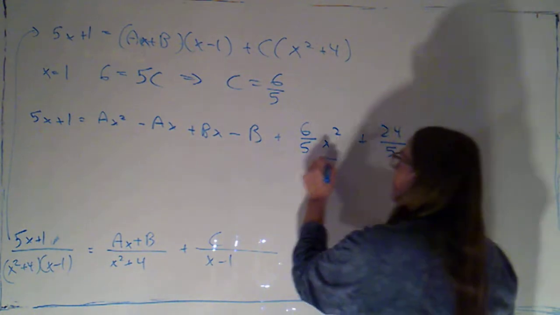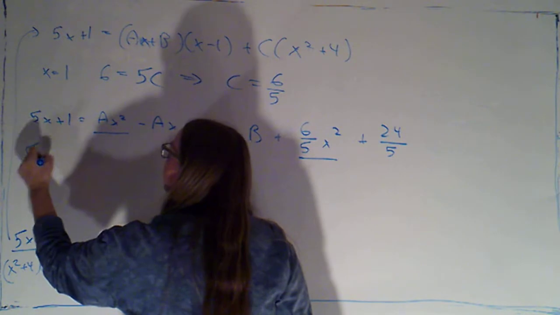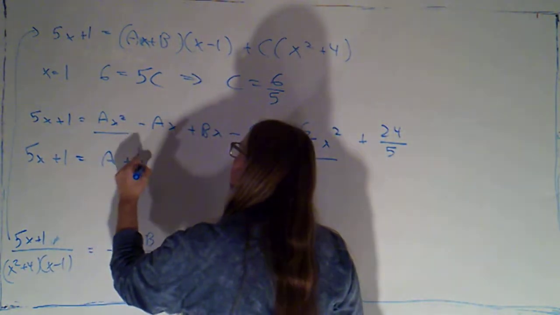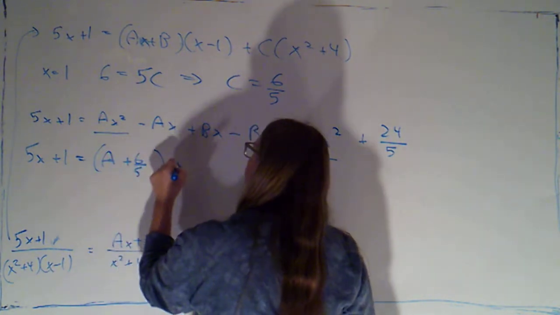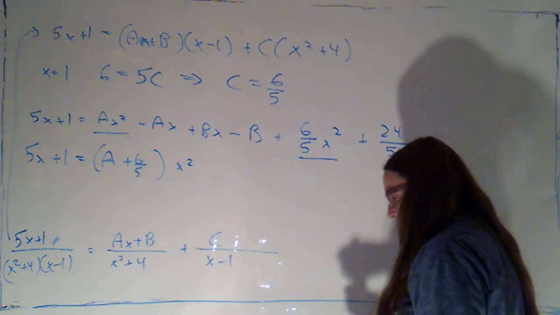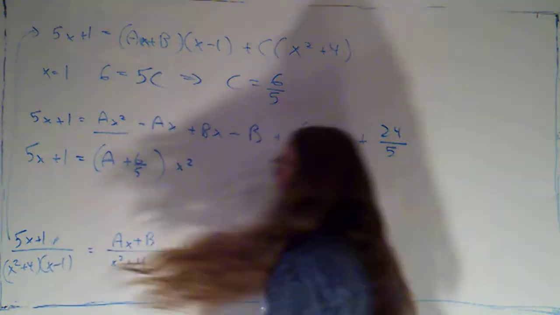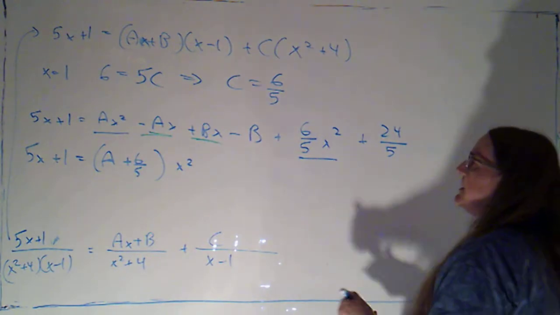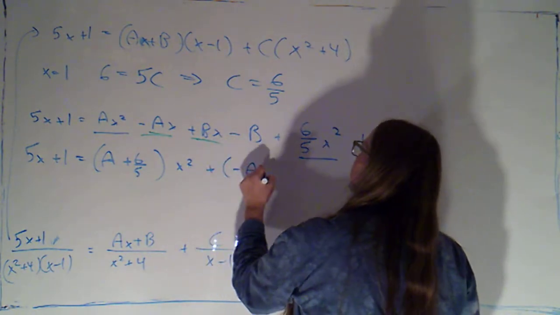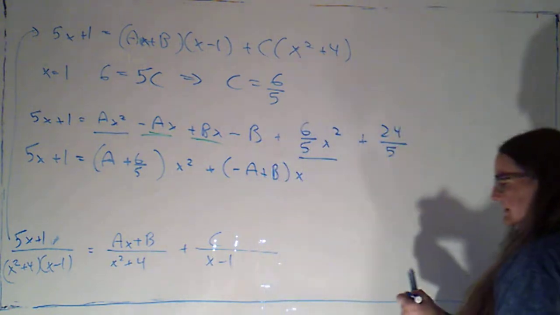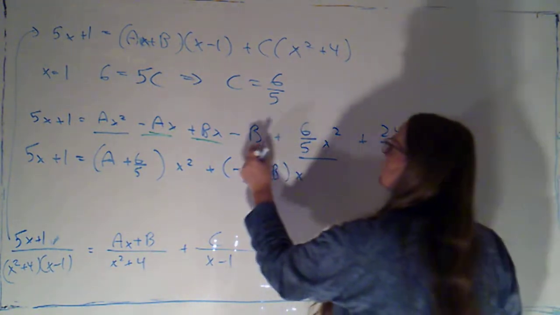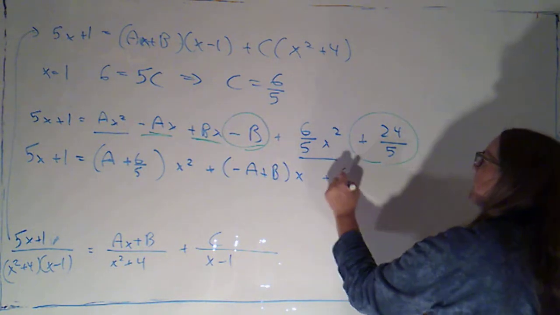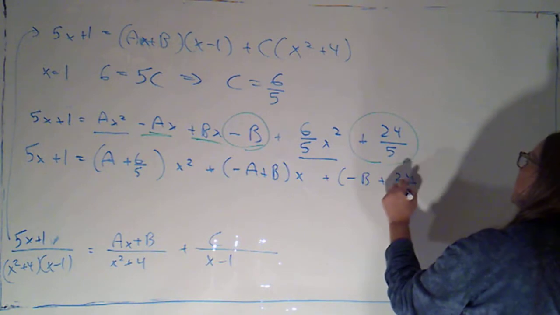So now let's consolidate. I've got 5x plus 1. The number of x squareds I have is a plus 6/5. If I take a look at the number of x's that I have, looks like that's here and here. That's going to give me negative a plus b copies of x. And if I take a look at my constants, looks like that's this term and this term. So that's going to be plus a negative b plus 24/5.